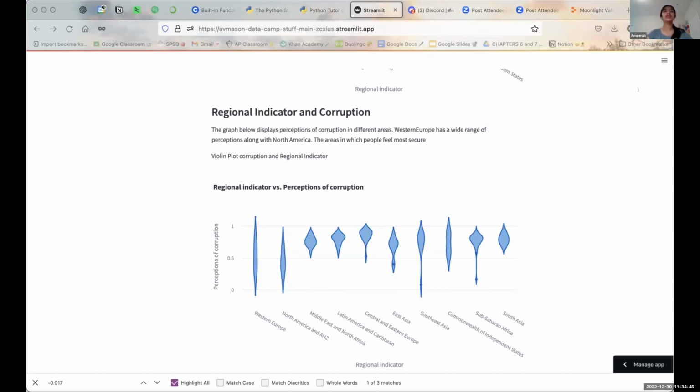This violin plot shows the perceptions of corruption in different areas. Western Europe has a wide range of perceptions along with North America. These are the areas in which people feel most secure.